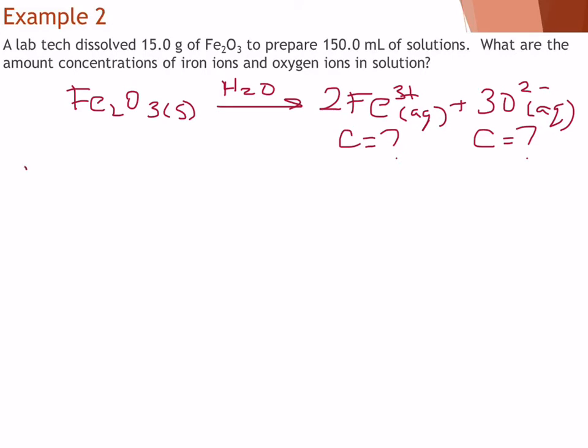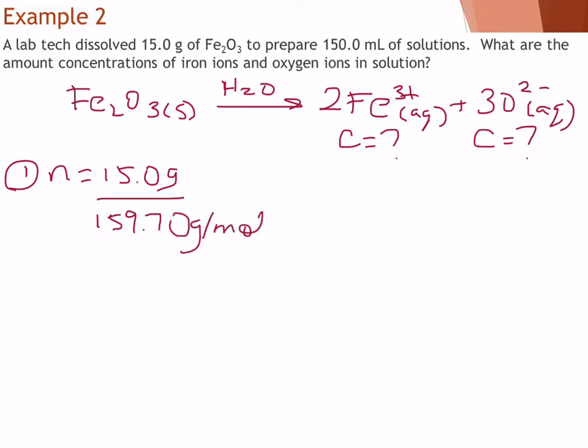So step one is to always figure out our moles. Well, the only way we can figure out our moles here is to do our mass divided by our molar mass. And so 159.7 grams per mole is our molar mass for our iron 3 oxide. So our grams cancel, and we get 0.0939 moles.